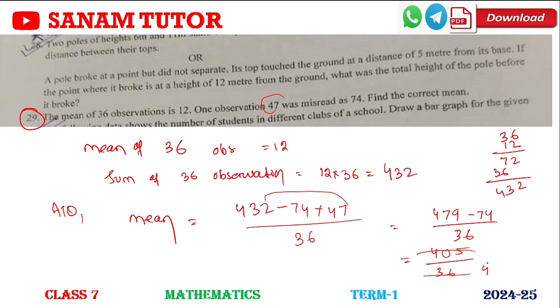So 9 4s are 36, 9 5s are 45. Now 4 1s are 4, point, here 4 1s are 4, 4 2s are 8, 4 5s. So answer is 11.25. Okay.